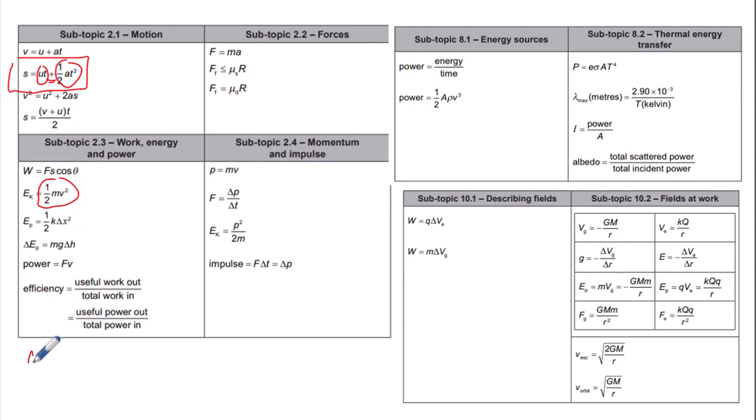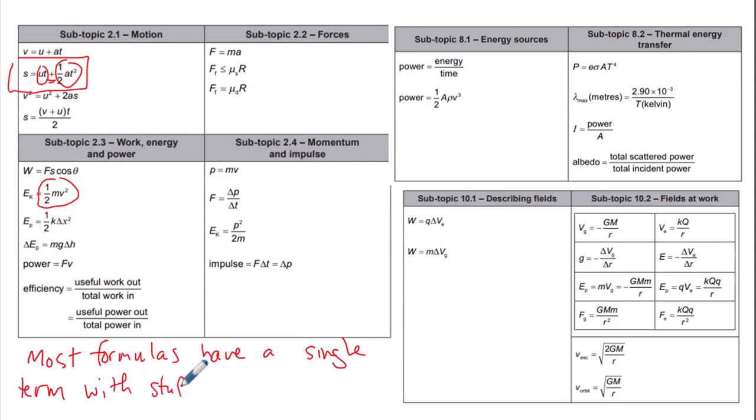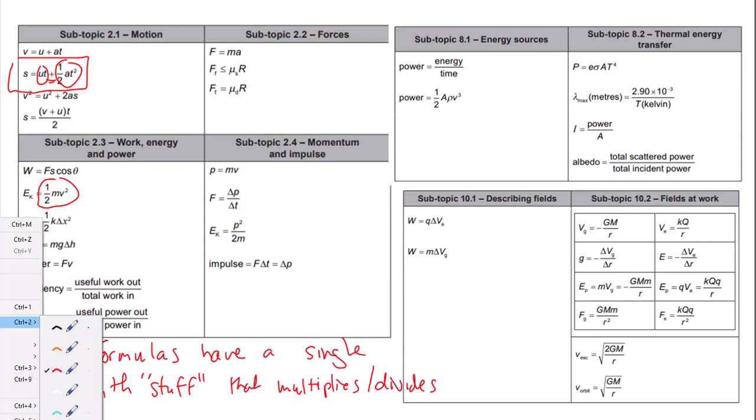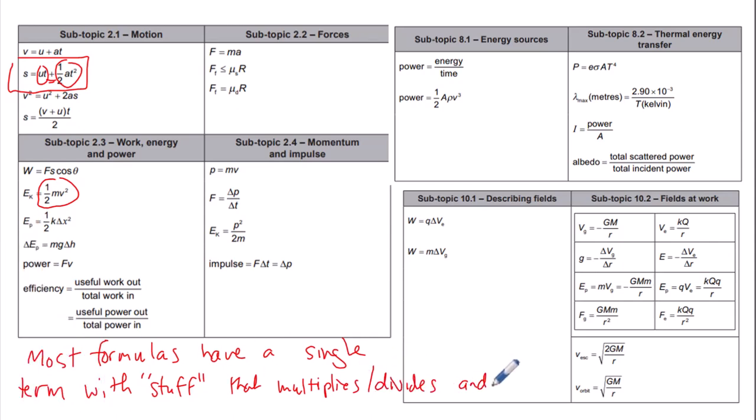So most of the formulas have a single term with variables, constants, etc., that multiplies, divides, and or has powers. And in a sense, they all kind of behave in the same way. Let me introduce what I like to call ratio proportionality equations.